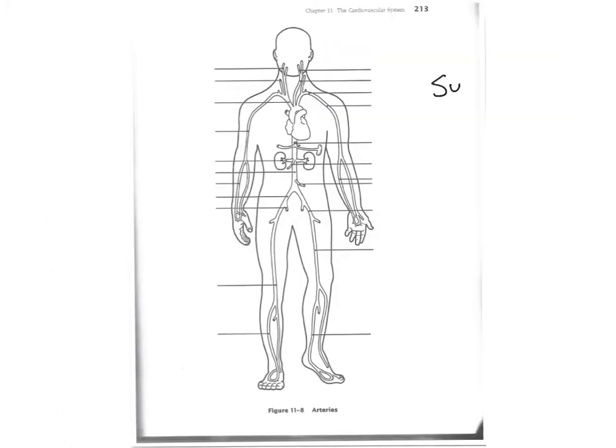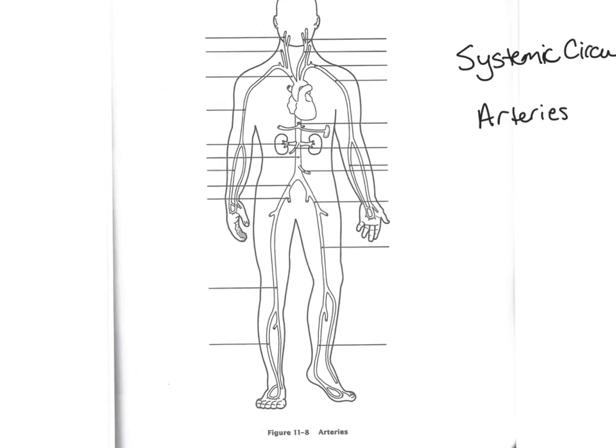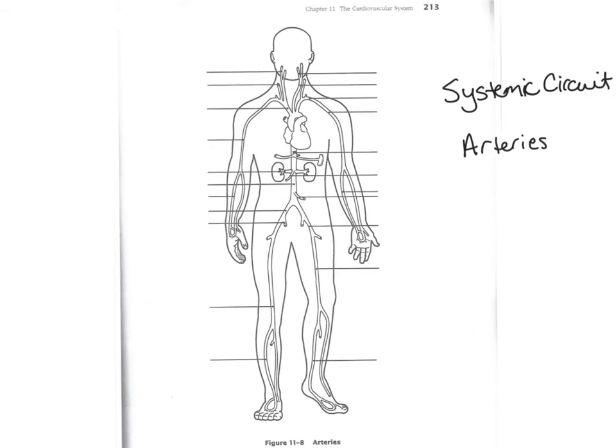Now we're going to look at the systemic circuit, and we'll separate these out. First we'll look at the arteries, and then we'll look at the veins. We're going to start at the heart because arteries carry blood away from the heart. So here we have the heart, there's the left side of the heart, and we have this big blood vessel right here that's called the aorta. That's not actually labeled, but that is the aorta.